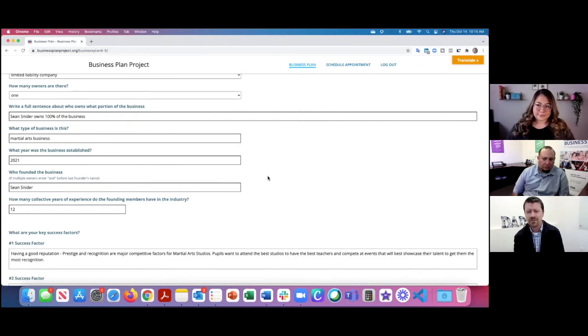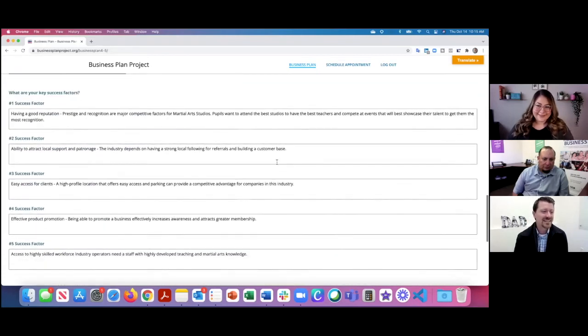Let's say I'm a black belt. My son is actually a second-degree black belt, so maybe he's the one starting this business. But the last part of this section is, well, not one of the last, is what are the key success factors that we're going to focus on in this business to be successful?